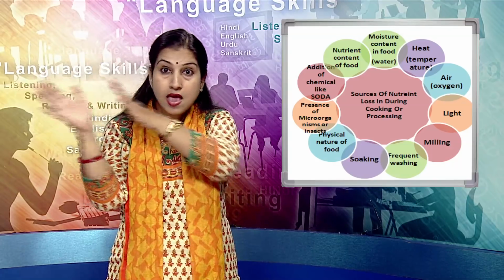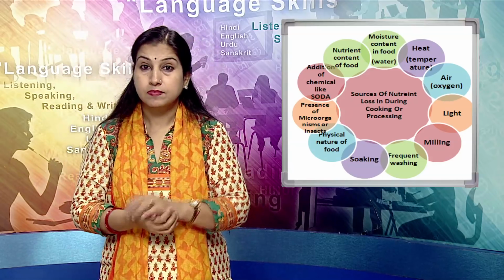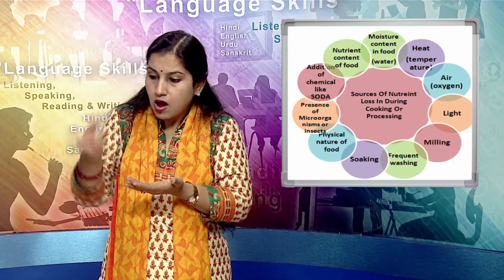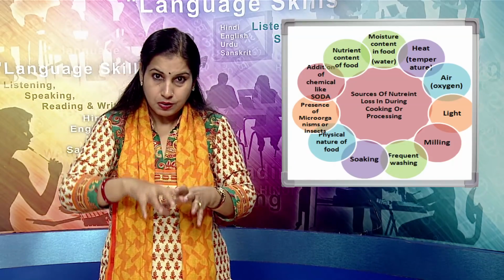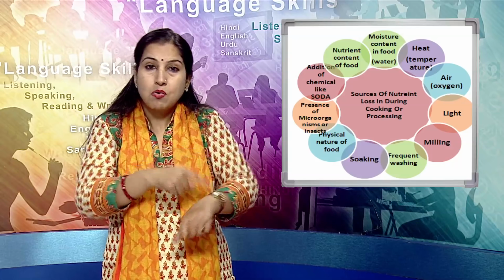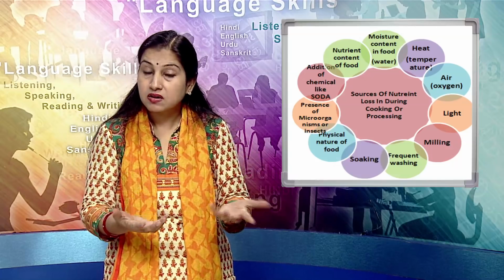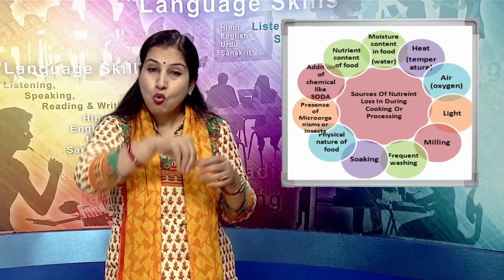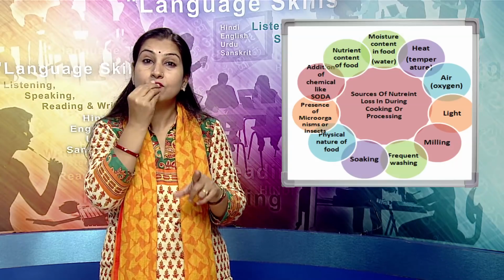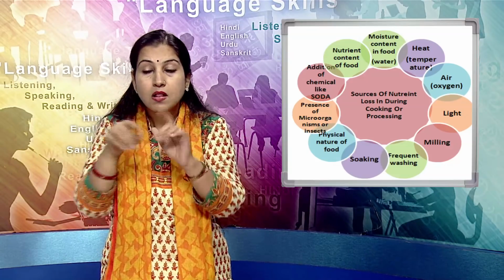Air, oxygen, light, milling, frequent washing, soaking, physical nature of food, presence of microorganisms or insects, addition of chemicals like soda, and nutrient content of food. These are all the sources through which nutrient loss can occur.